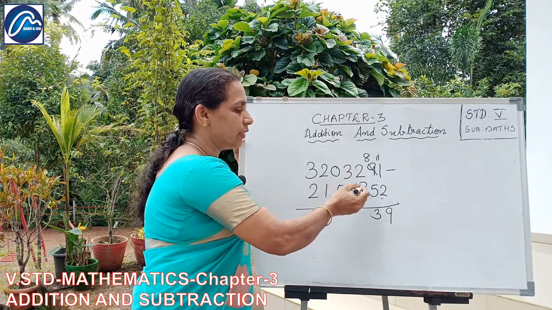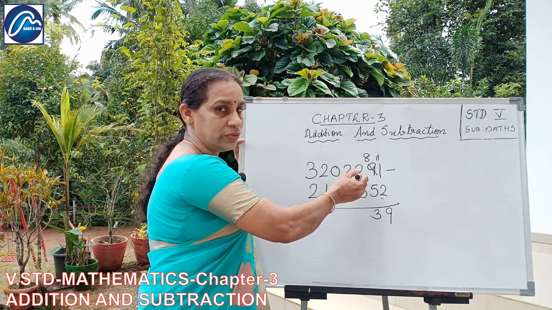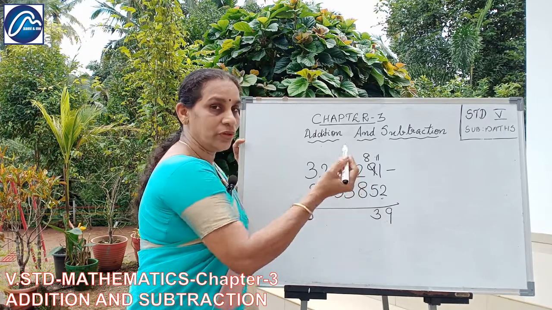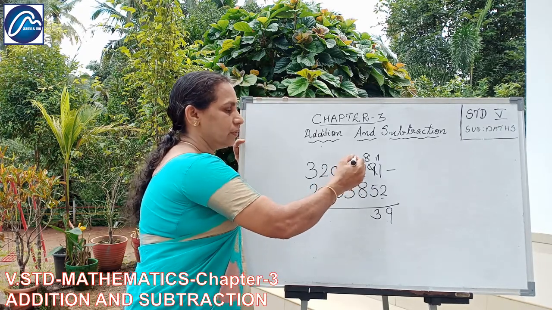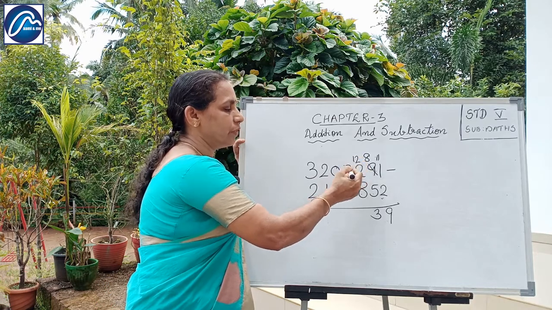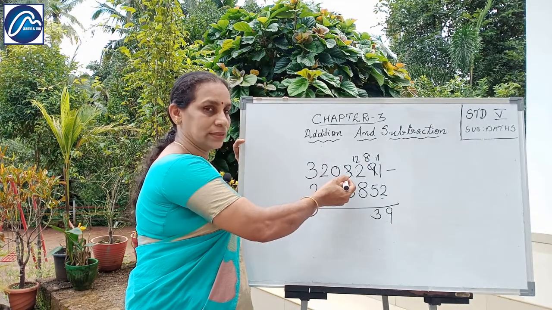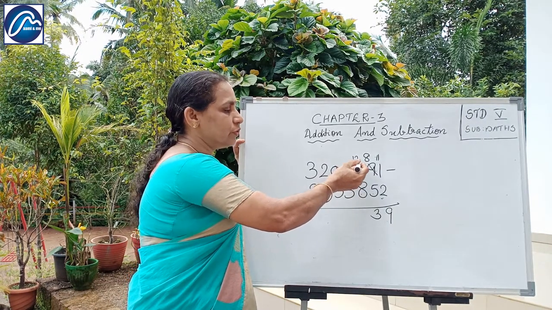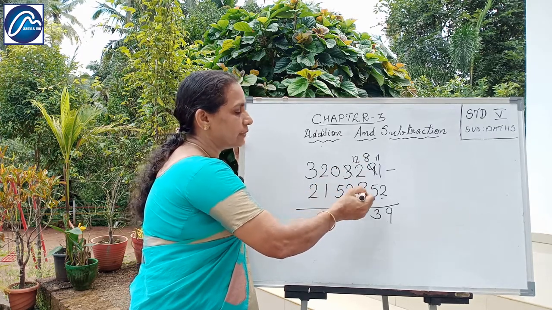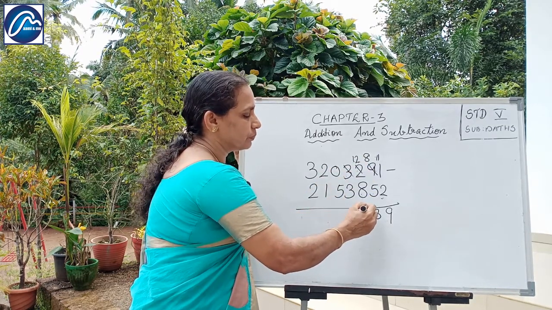And can you subtract 8 from 2? No. So what will we do? As before, we borrow from the next place. Then it will be 12. 12 minus 8 is 4.